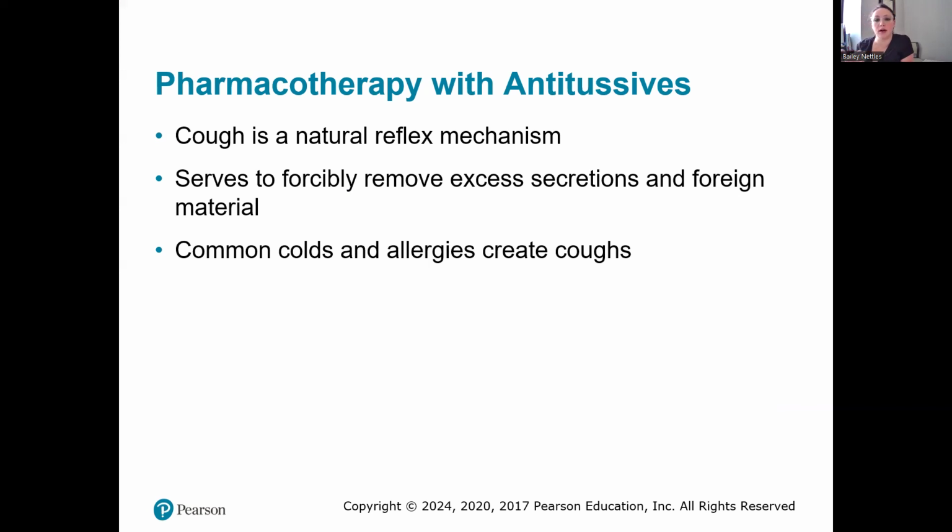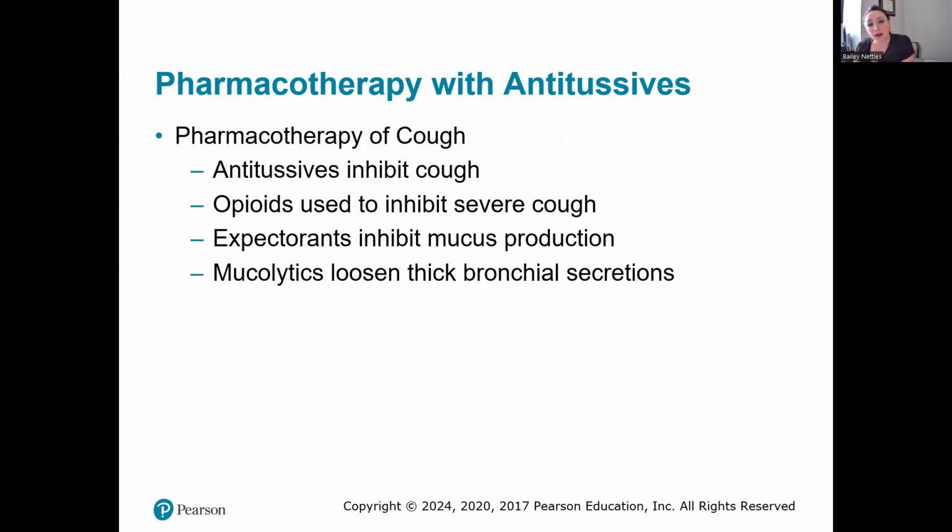Cough is a natural reflex to get things out, right? But this is for when you have that awful itch in the back of your throat, or something is making you feel like you have to continuously cough and cough and cough and you can't stop. So we don't use antitussives when we're coughing things up. We use antitussives when we can't sleep because we can't stop coughing. Does that make sense? A cough serves to forcibly remove the excess of secretions, and we've talked about what a cough is, okay?